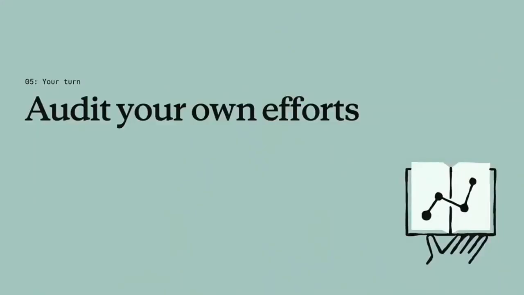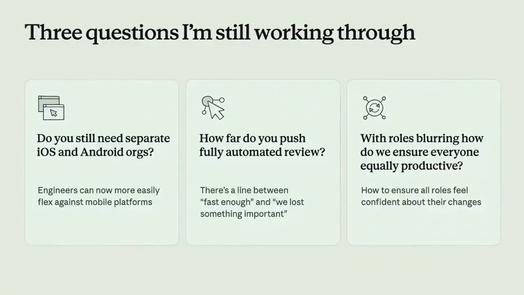Okay, so my last section is to audit your own efforts. I'll share with you transparently, I still have a couple of questions that I am asking myself. The iOS and Android org is a very interesting one. When engineers can now more efficiently flex across different mobile platforms, does a more traditional way of having an iOS team and an Android team still make sense? That's something that I'm still thinking through.